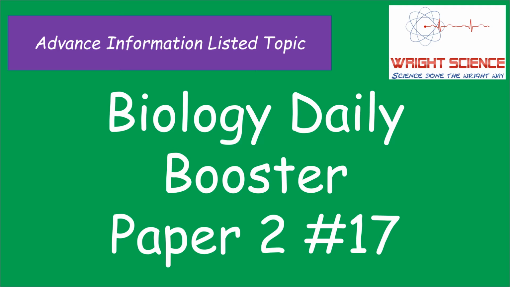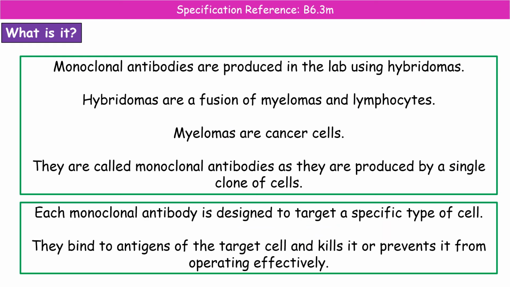This is number 17 in our Paper 2 series, and it is advanced information listed for both the Foundation Biology and the Higher Biology candidates. What we're going to start off with then are monoclonal antibodies.